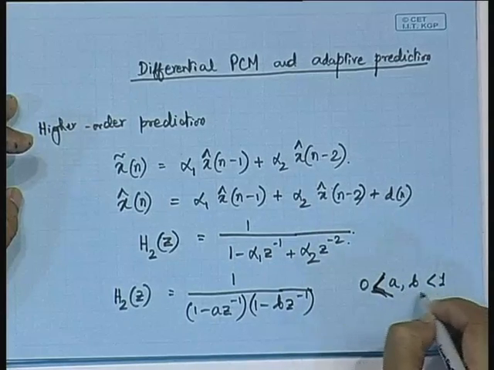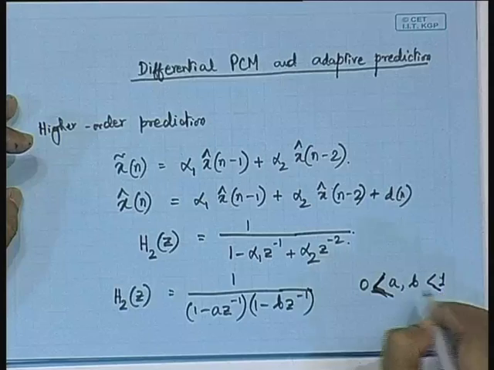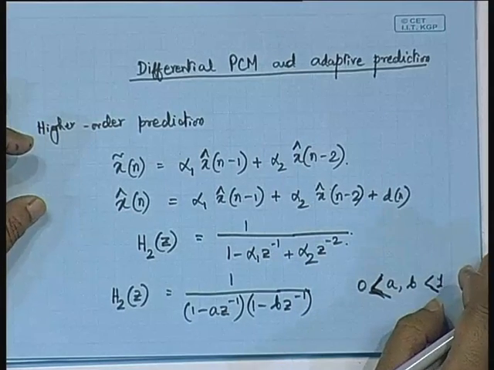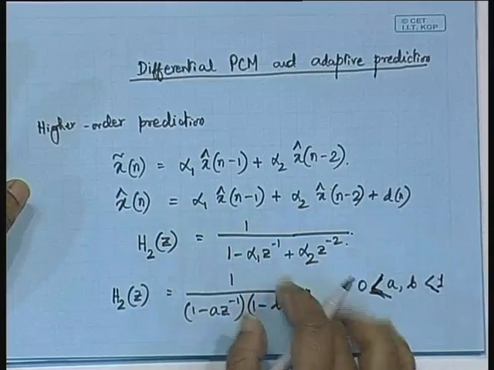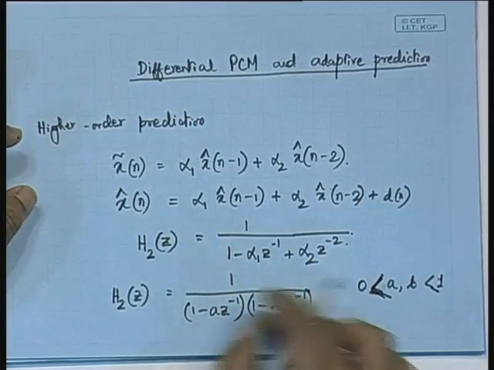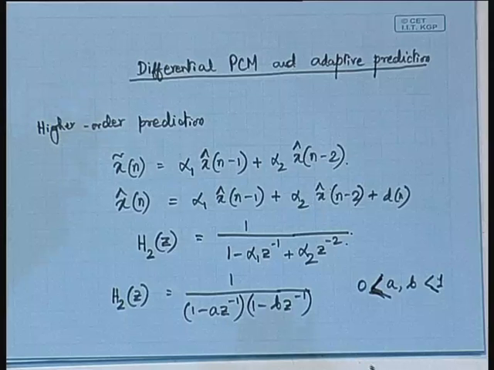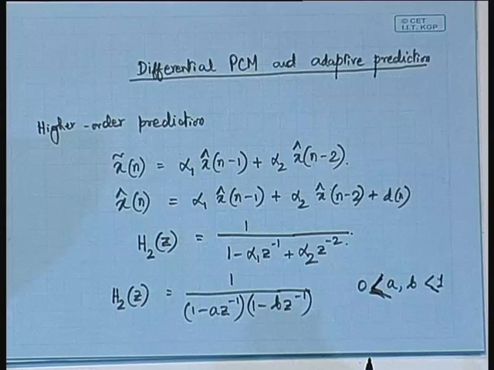So, 0 less than a or b less than 1, and in this case one can observe that we have got two poles in this h2 of z function, and if both the poles happen to be real, in that case it gives an increased prediction gain. So, instead of a first order prediction, using a second order prediction, one can observe an increased gain, definitely.